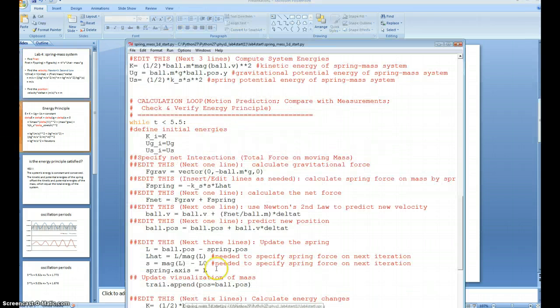So then here in our Python code, we plugged in all of that. We have the ball's mass times gravity. Here we have the spring force. Then we added them together in order to get the Fnet. Then finally, we plug that in to get our velocity, and then we use the velocity to predict the ball's motion.